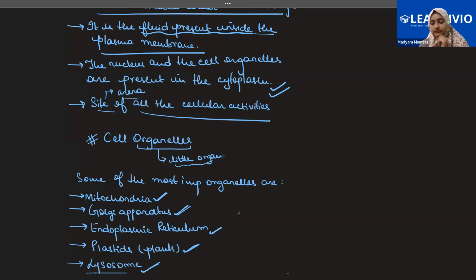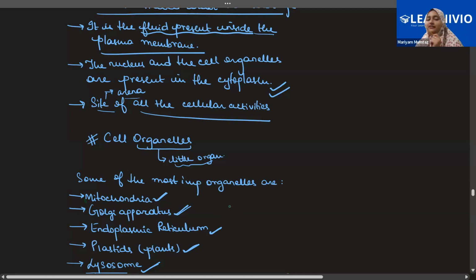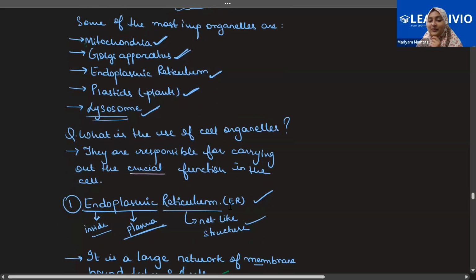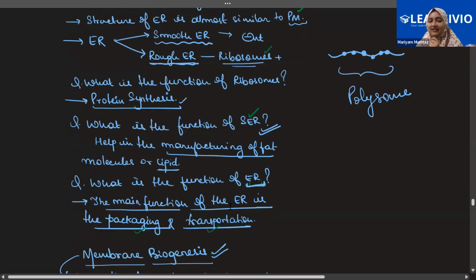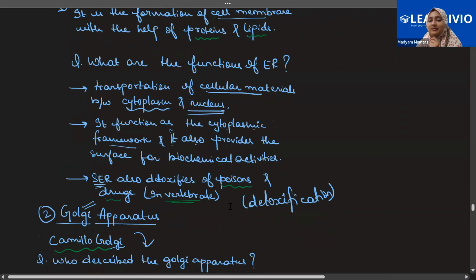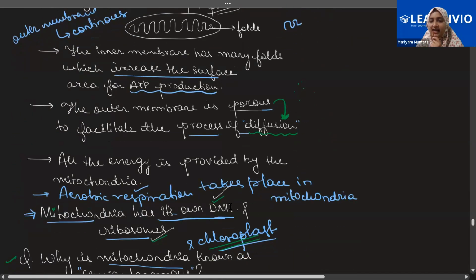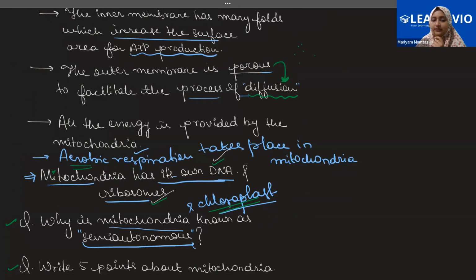Ma'am, it holds the DNA. No, that is for the nucleus. Ma'am, it provides energy. Yes, it does provide energy, you are right. But apart from that, there is one kind of reaction that happens in the mitochondria. Not diffusion. It is aerobic respiration. Mitochondria is the site for aerobic respiration.